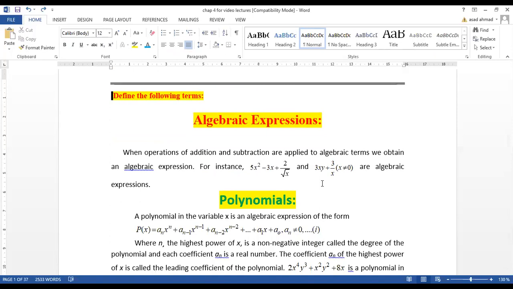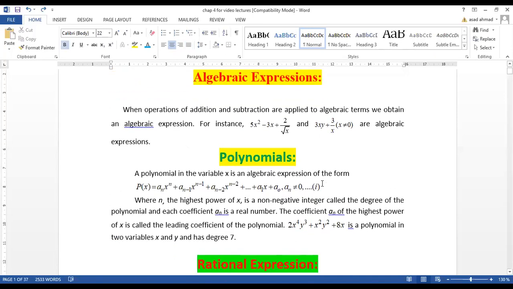You must have learned before. You will read with me on the screen. I will read it and then I will explain it. These are already available in your textbook. This is the very first page of chapter number 4, on which the very first definition is about algebraic expression.